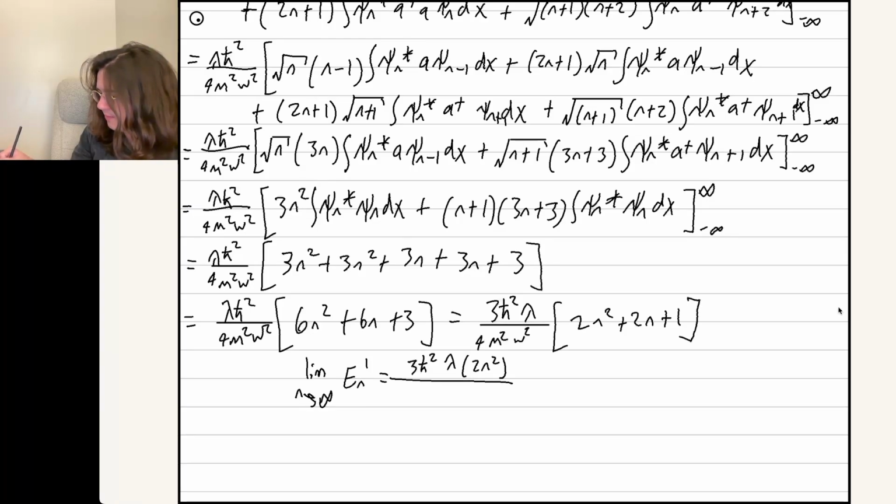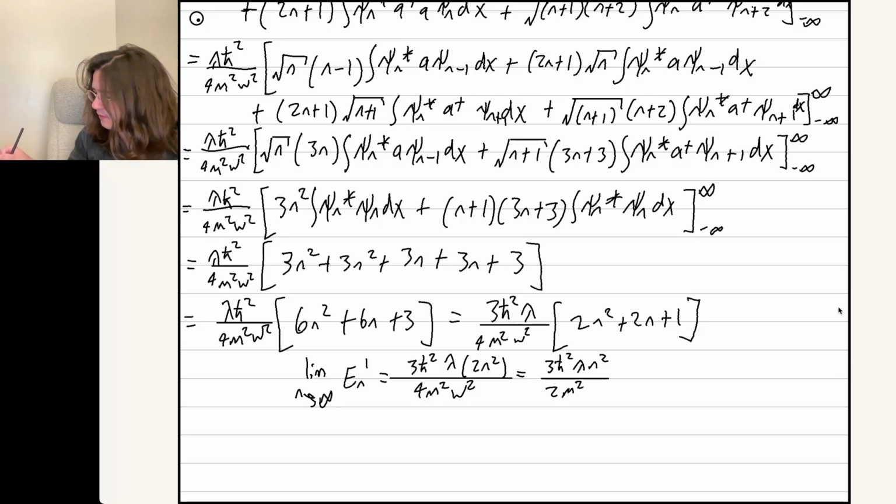over 4m squared omega squared, which when you simplify that looks a lot like, not like the energy eigenvalues for the harmonic oscillator anymore, but now more like the ones for a particle in a box or a free particle, which, I mean, yeah, it falls apart. It looks more like a particle in a box rather than a free particle.